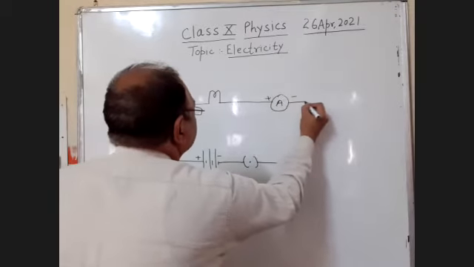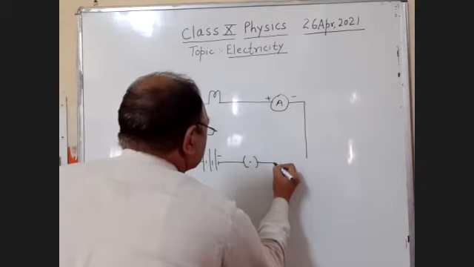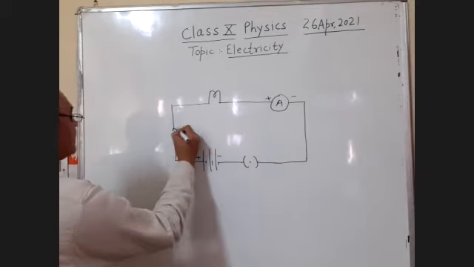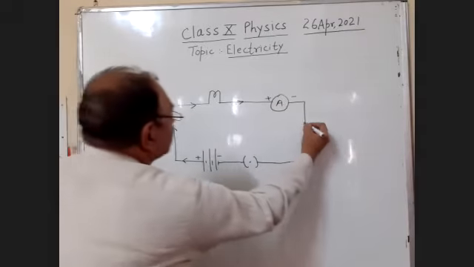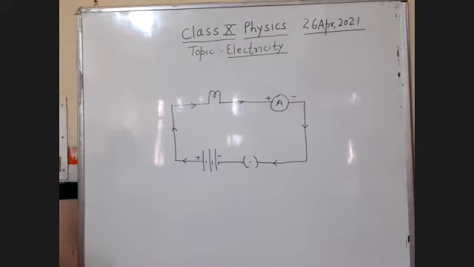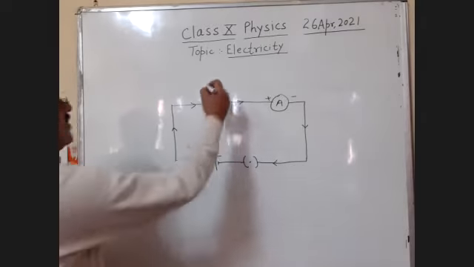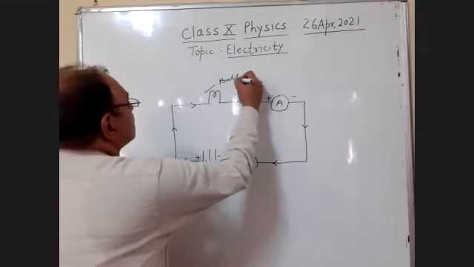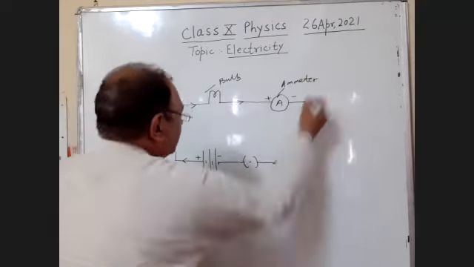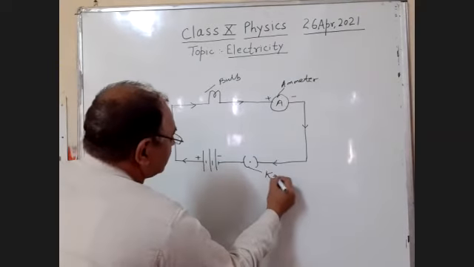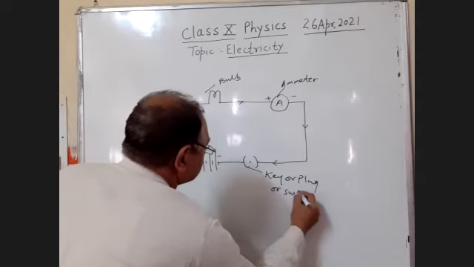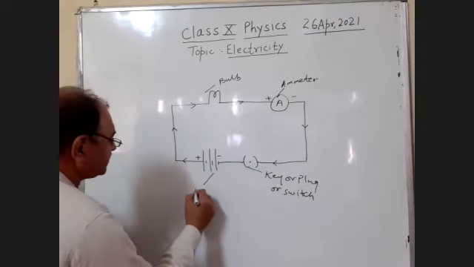Here is an ammeter, students. Now this circuit is completed. Now current will flow in this direction, from the positive terminal to the negative terminal. Here in this electrical circuit, here is a bulb. This is the ammeter. This is key or plug or switch. This is the battery.